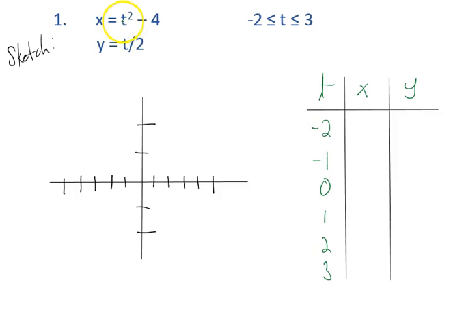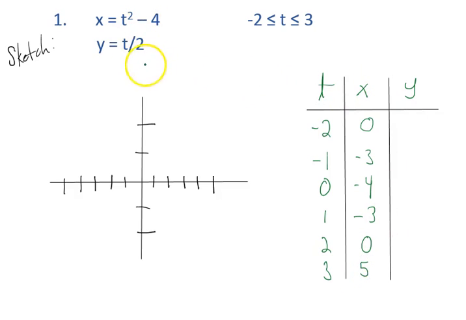So starting with the x equation, if I plug in -2, -2 squared is 4, and 4 minus 4 is 0. If I plug in -1, -1 squared is 1, and 1 minus 4 is -3. 0 squared is 0, minus 4 is -4. 1 squared is 1, minus 4 is -3. 2 squared is 4, minus 4 is 0. And 3 squared is 9, minus 4 is 5. So I've just plugged into the x equation.